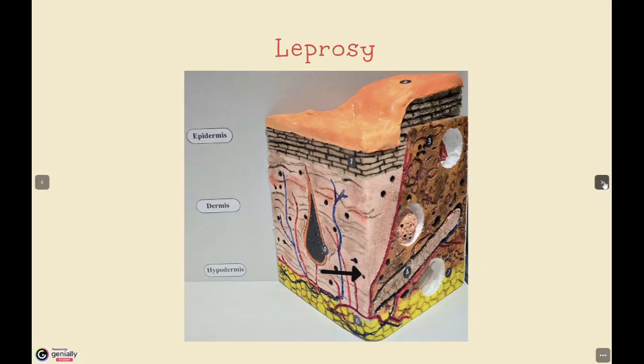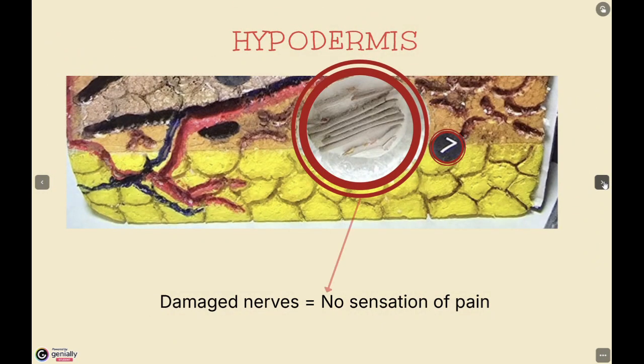In the hypodermis, leprosy can extend deeper, involving nerves and soft tissues. Chronic inflammation may contribute to tissue changes and vulnerability. But a major clinical consequence is indirect. Because nerves are damaged, patients may not feel pain, so they get repeated injuries that can lead to secondary infections and deeper ulcers.